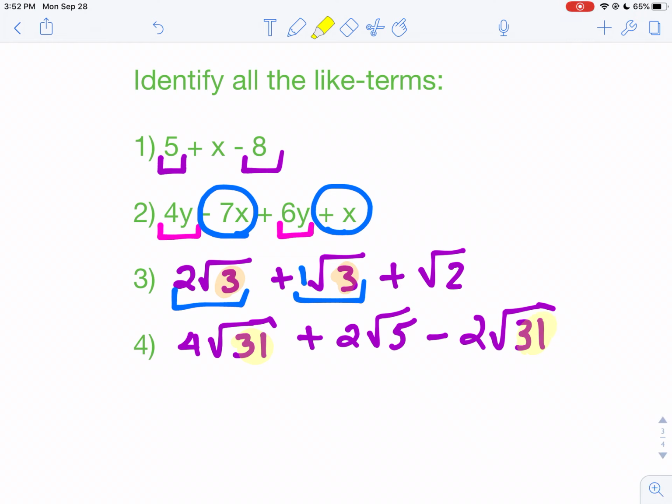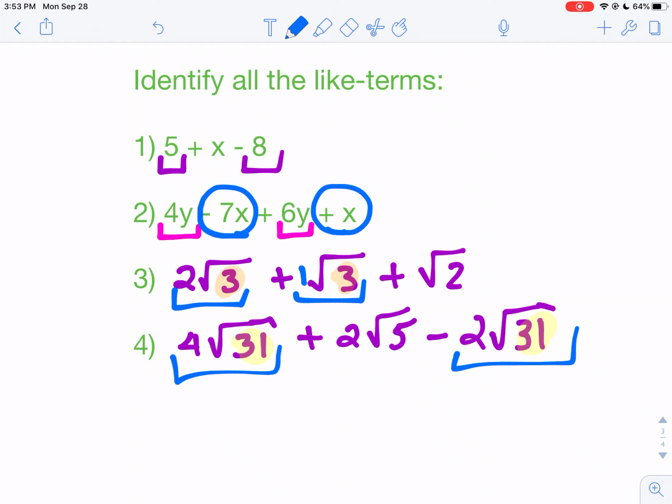It doesn't matter what the coefficient is. Just check the radicand. And of course, the middle term has a 5, so we know it's not like any other radicand that you see out there. So therefore, your two like terms are 4 radical 31 and negative 2 radical 31.